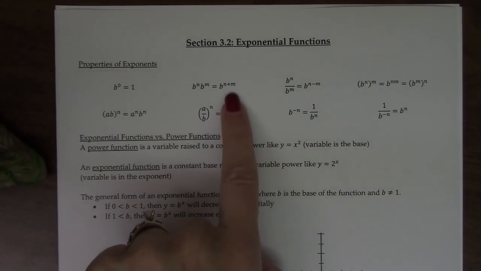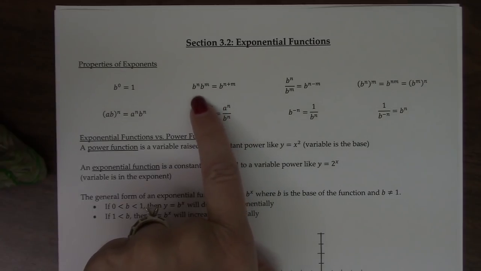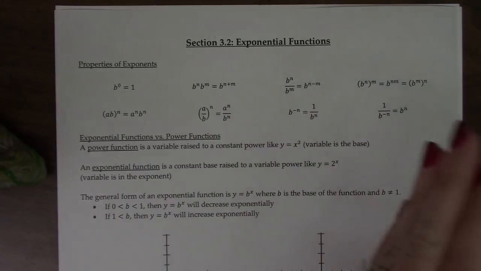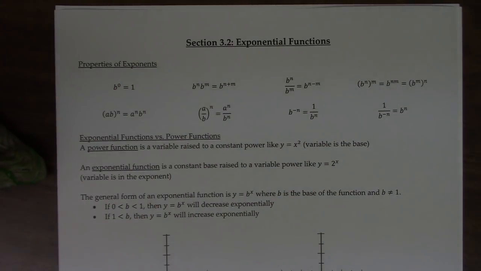So if you see b to the n plus m, you should know that you can split it apart. Sometimes it may be more advantageous for us to combine things and go this way. So we need to make sure we have these rules down cold.